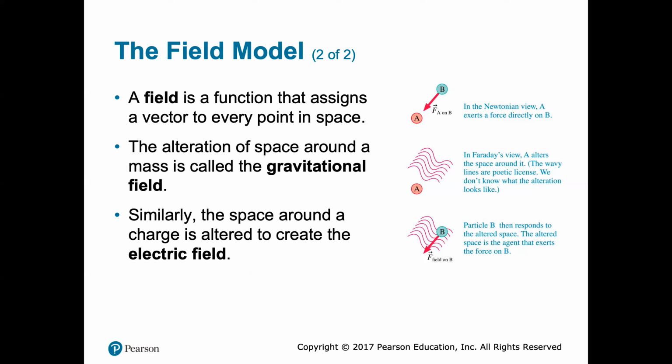If you put something which has a mass near the Earth, it will immediately have a gravitational force between the Earth and the object. So that force is acted through a field, and we call this field gravitational field. Similarly, the space around a charge is altered to create electric field. So what does the electric field look like?